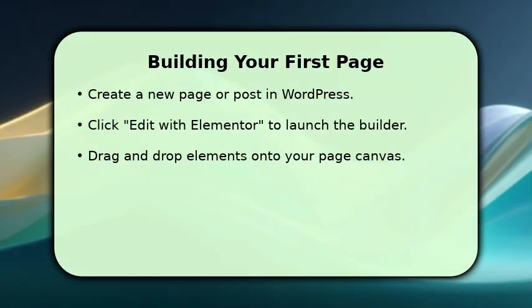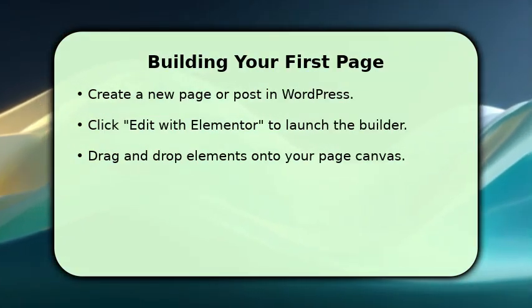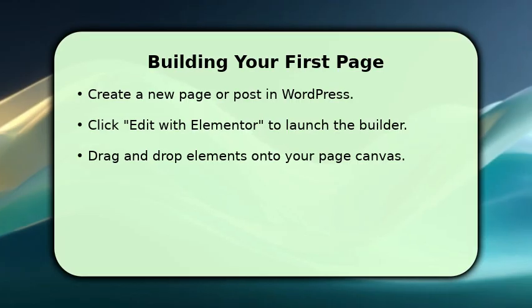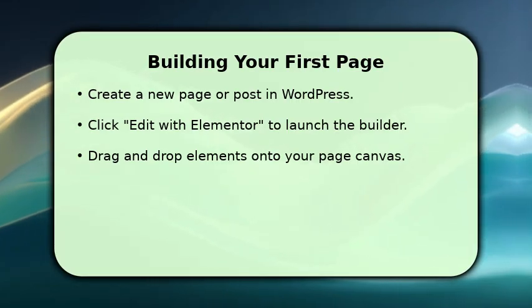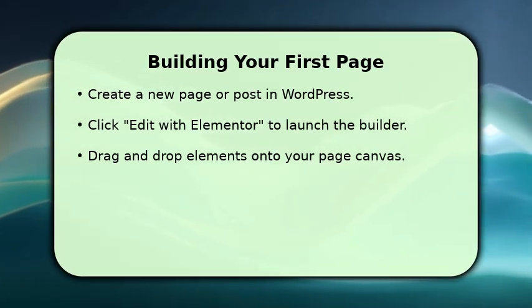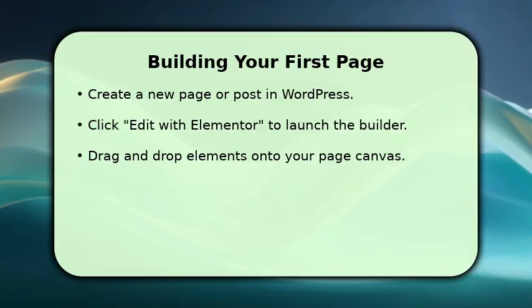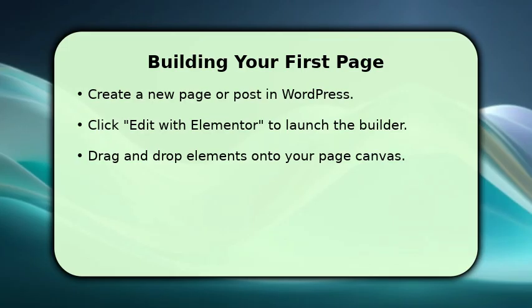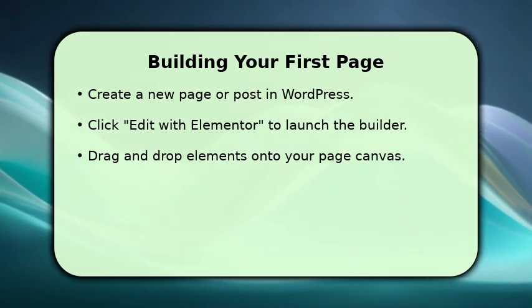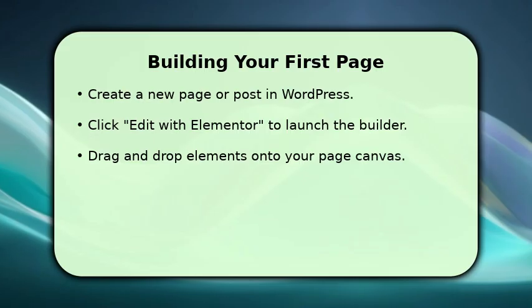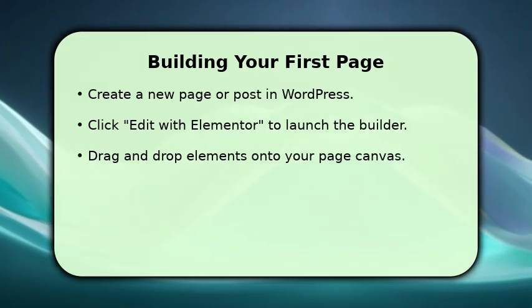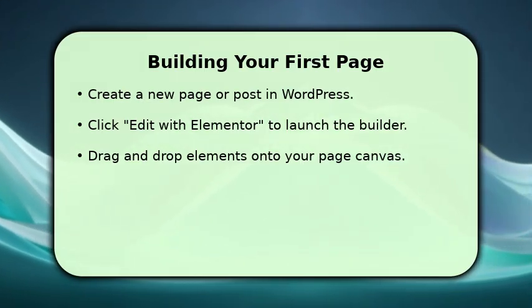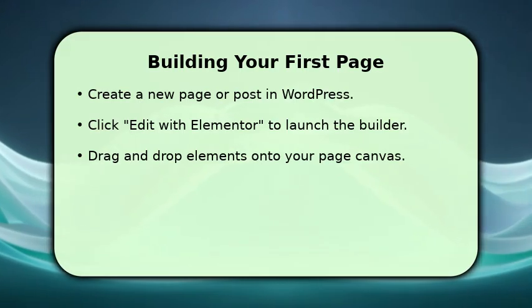Now let's create your first page. From your WordPress dashboard, add a new page or post. Once created, click the prominent Edit with Elementor button. This action launches the intuitive Elementor Builder interface. You can then easily drag and drop various elements such as headings, images, and text blocks directly onto your page canvas, bringing your vision to life.